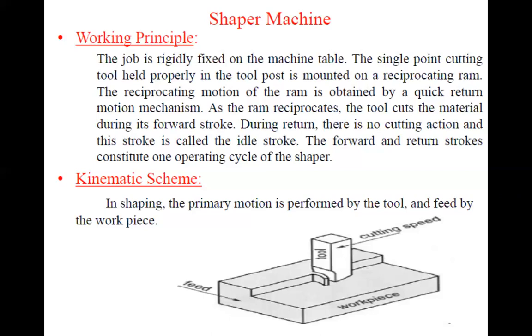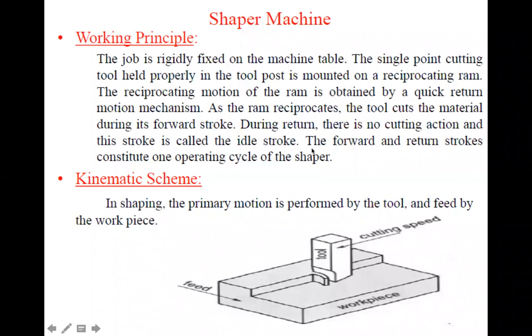Return motion mechanism, or quick return motion mechanism, or quick return mechanism. Different mechanisms are there: the crank and slotted lever mechanism, the Whitworth quick return mechanism, and the hydraulic quick return mechanism. We can discuss these in later slides. As the ram reciprocates, the tool cuts the material during the forward stroke. During the return stroke there is no cutting action, and this stroke is called the idle stroke.